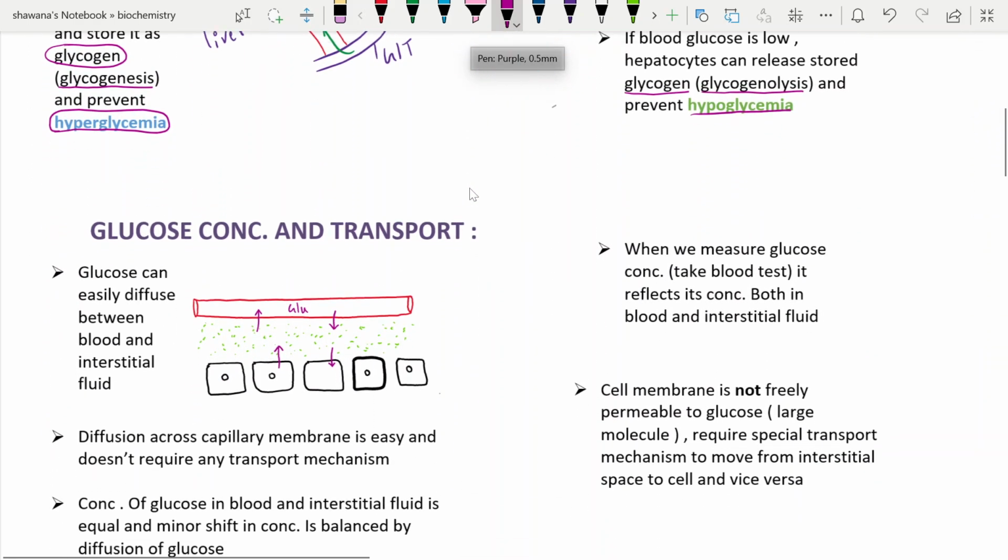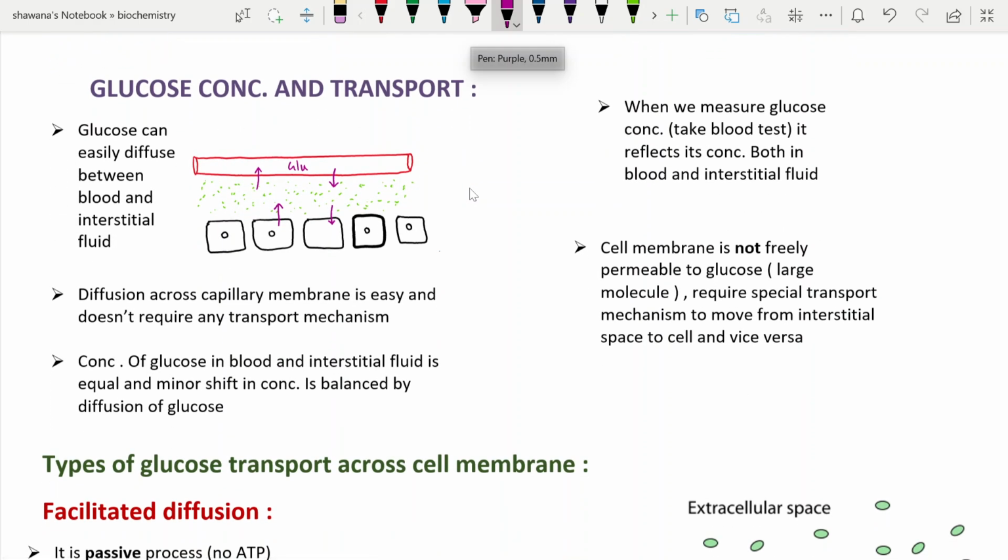Okay, after that, we need to transport the glucose. And what is the concept about glucose concentration and transport? Just imagine that this is the bloodstream in which the blood is flowing, this is the extracellular space, and this inside is the intracellular space. Remember that from the blood capillaries into the extracellular space, the glucose moves freely by diffusion. The concentration of glucose inside the blood and in the interstitial space or extracellular fluid is approximately the same. And if there is any change in the concentration, it is balanced by the diffusion of glucose.